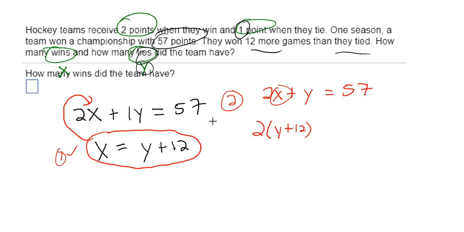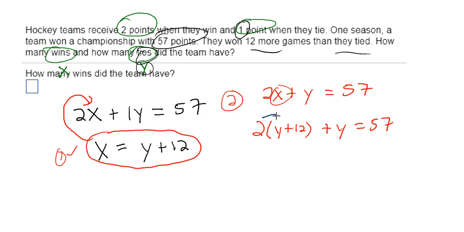Now, if it was subtraction, if it had said 12 less games than they tied, then you've got to be careful the order you subtract in, and you would have to do it as y minus 12. 12 minus y would not be the same thing. All right. The rest of the equation gets copied down, right? So I'm copying down the plus y, copying down the 57, and then we solve.